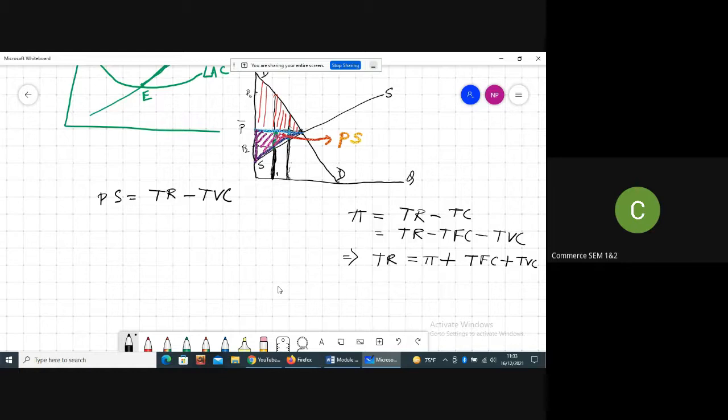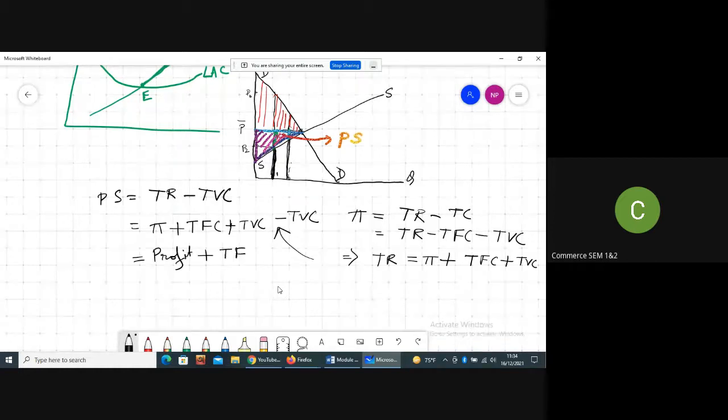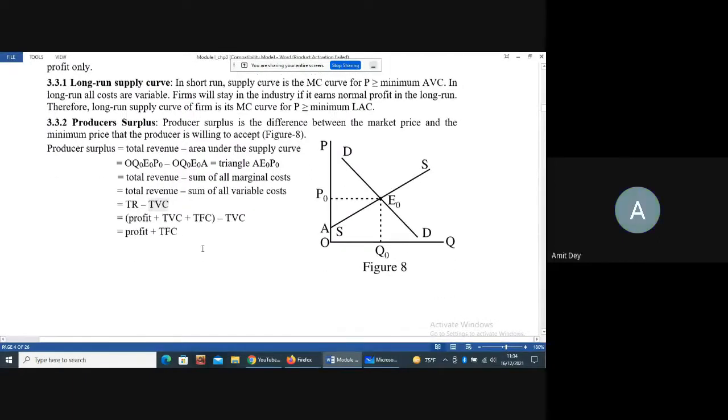Now just put this in this equation. So it will be equal to profit plus TFC plus TVC minus TVC. So this will be equal to profit plus total fixed cost. So we can say that producer surplus will be equal to the profit of the firm plus total fixed cost. Clear? Clear, sir.